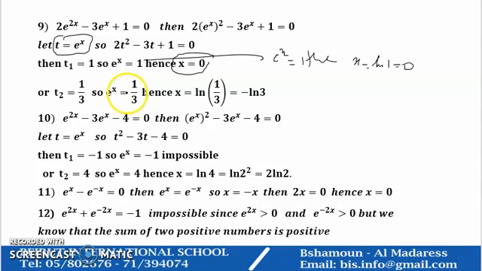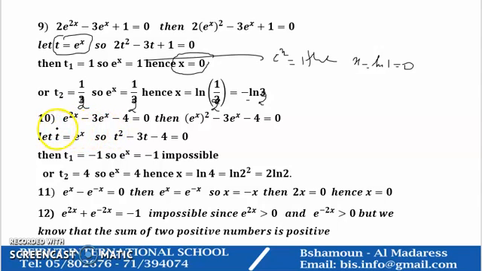Now the second solution, I think here this is 2. Okay, I'm going to correct it. Now I have t2 equals 1 over 2, so e^x equals 1 over 2. Also here I'm going to correct it. So this is 2 and this is minus ln of 2.